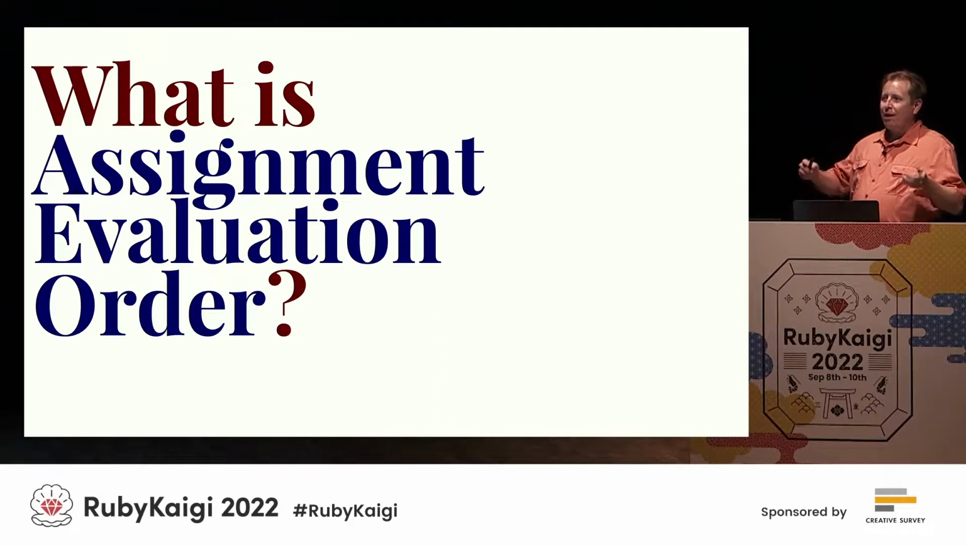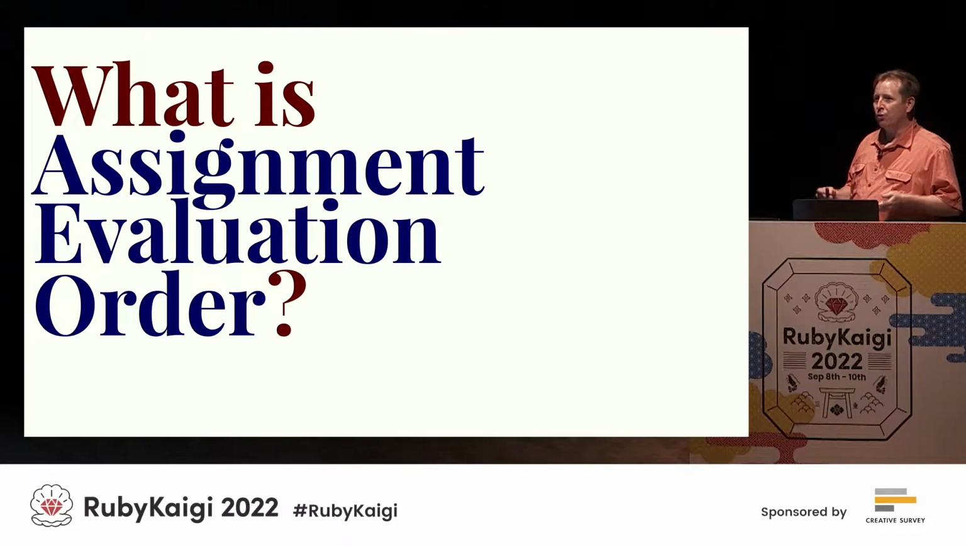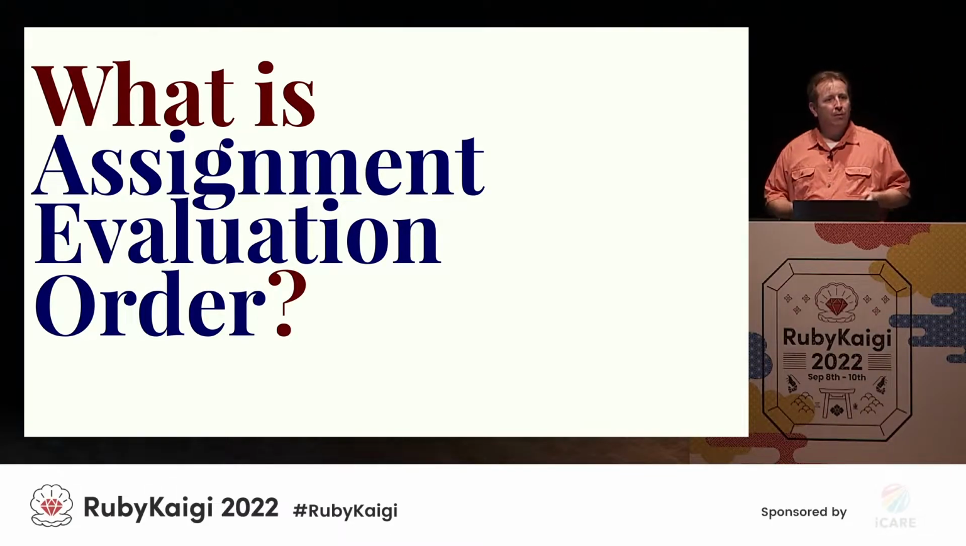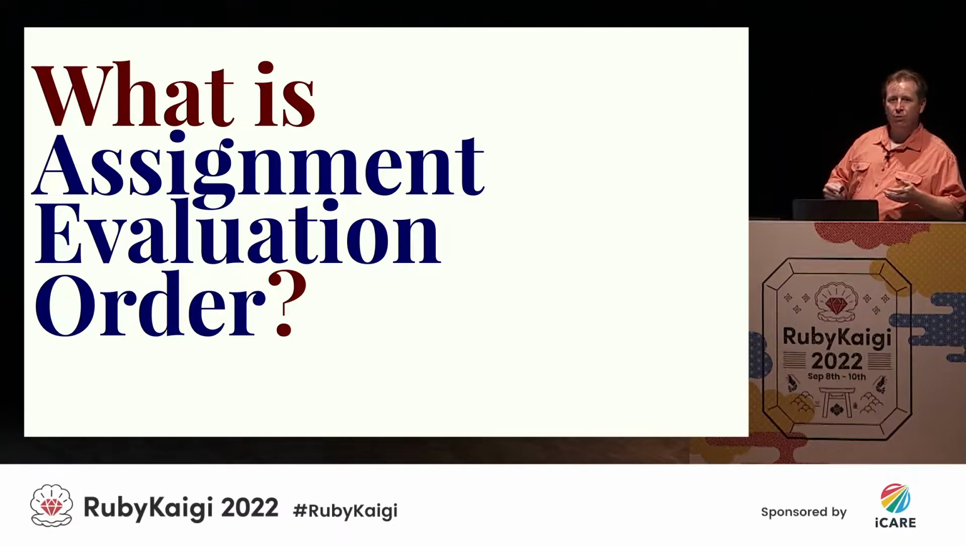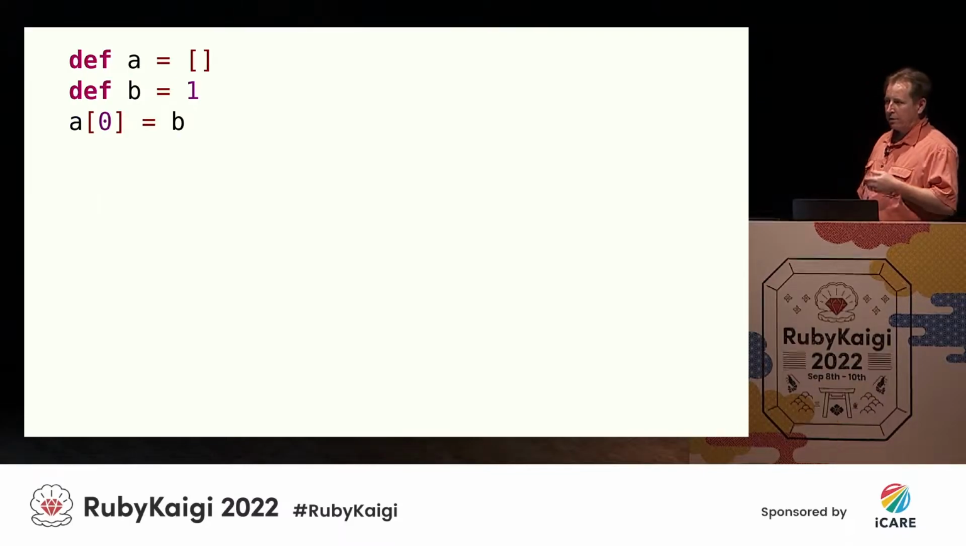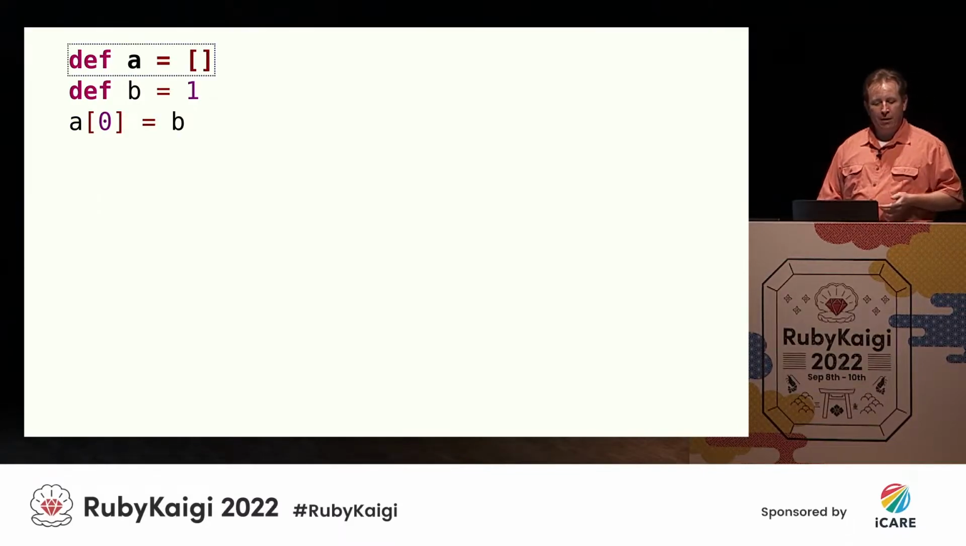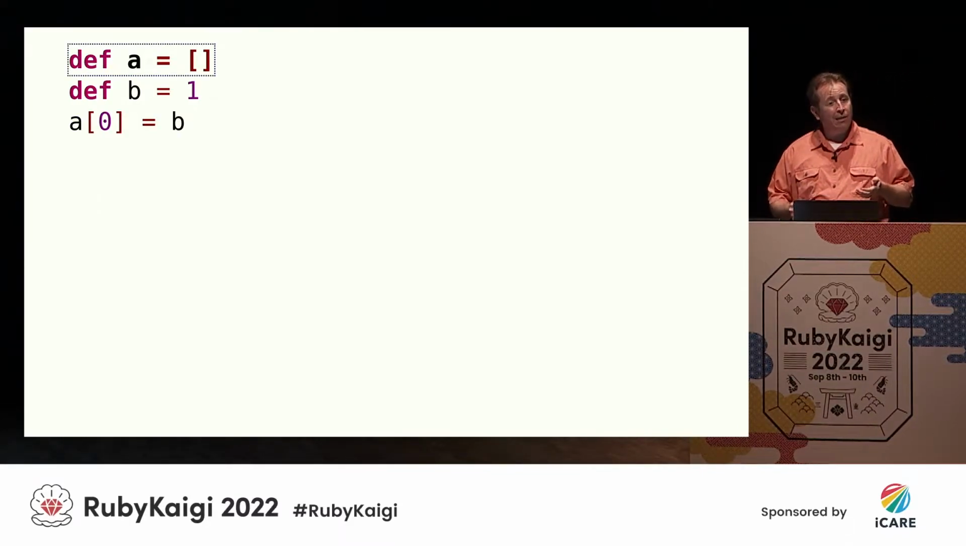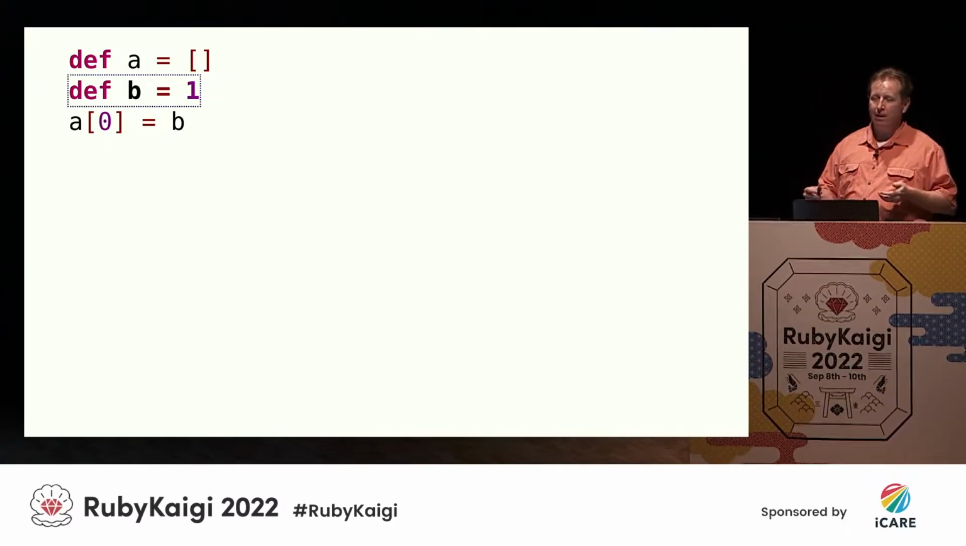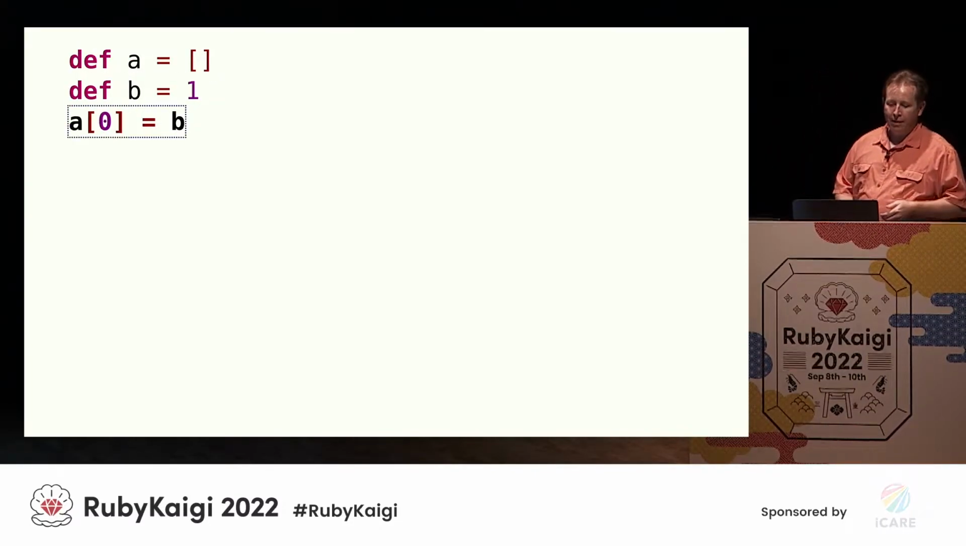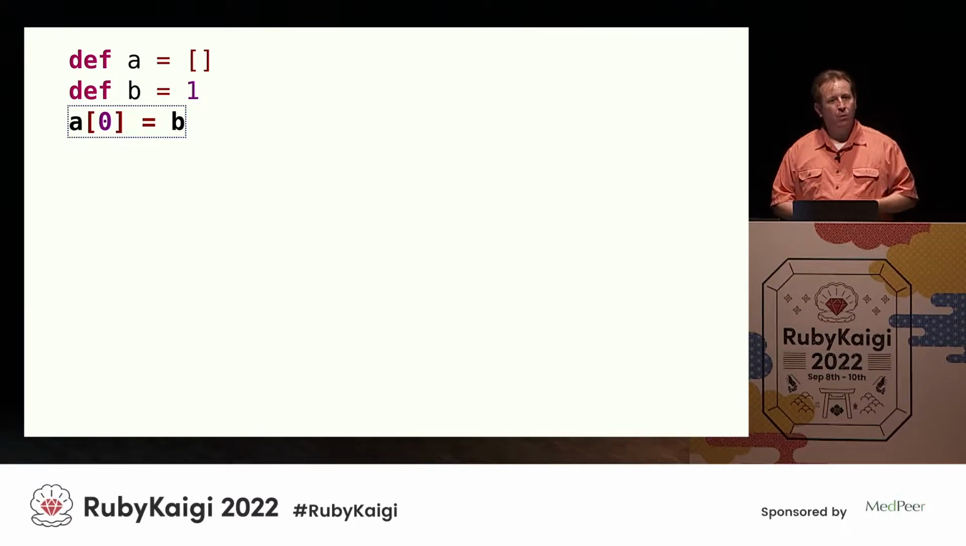So first, what is assignment evaluation order? It's not something that most Ruby programmers need to think about, but all assignment expressions have an order in which the expression is evaluated. So here's a simple assignment example. We start off defining a method named A that returns an array, and we have a method named B that returns 1, and then we get to this assignment expression where we can consider the assignment evaluation order.